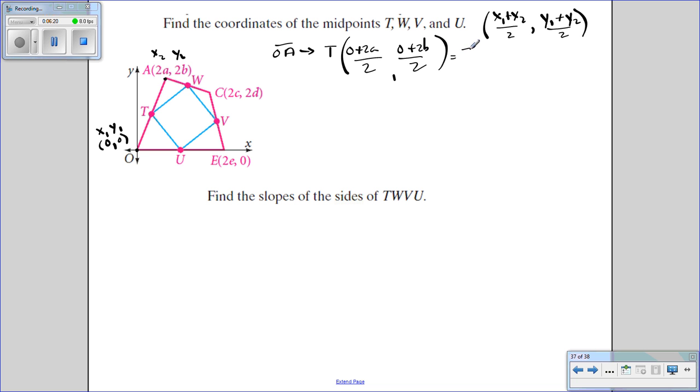Now if I go ahead and try to simplify this, 0 plus 2a stays as just 2a over 2. And 0 plus 2b is 2b, and again, this is still over 2. And finally, I'm going to look to see if I can reduce or divide, and 2 divided by 2 is 1, so those cancel out, giving us a, and these 2's cancel out, giving us b. So I know that this point right here for T is A, B.